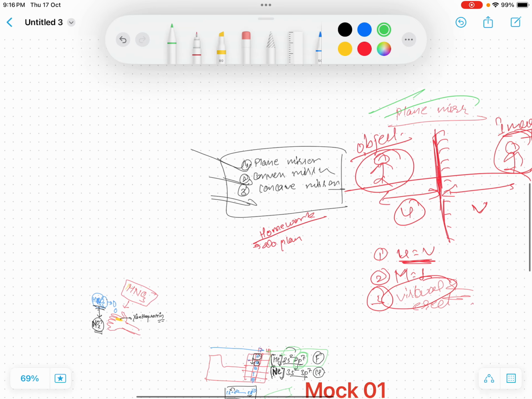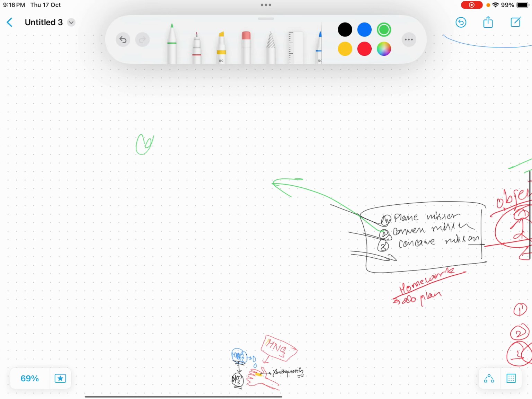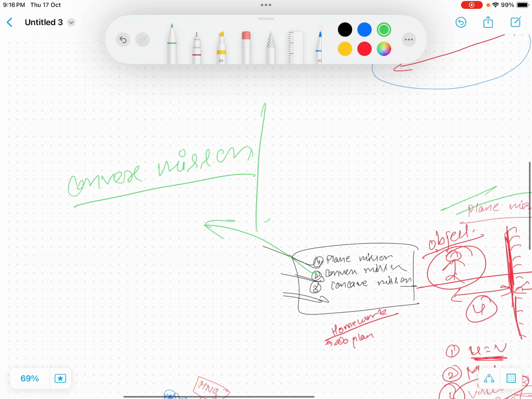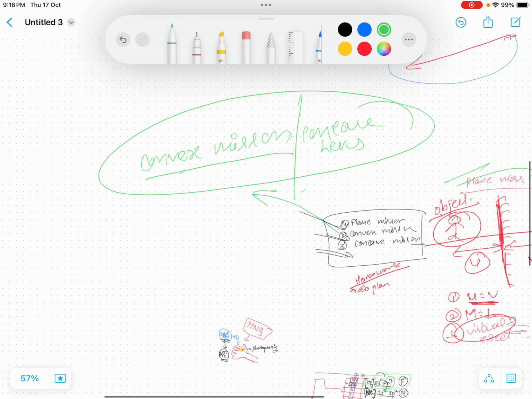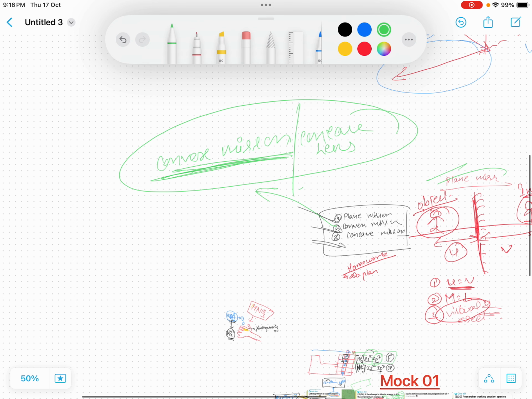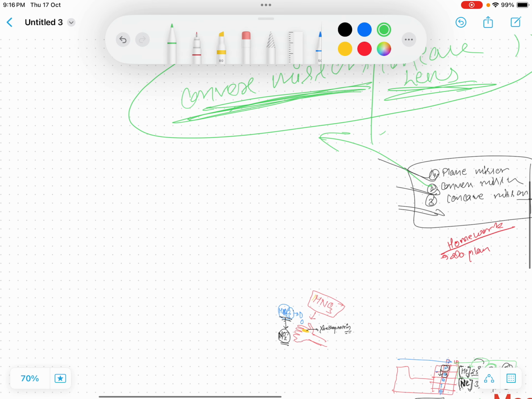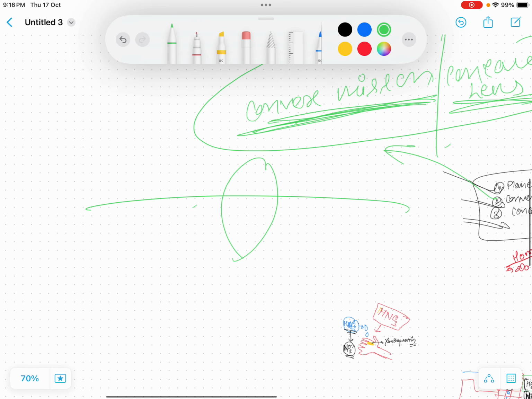Now this is about plane mirror, done. Now let's talk about convex mirror. The mirror that is actually used as the side view of vehicles. The convex mirror properties and concave lens properties are very similar.